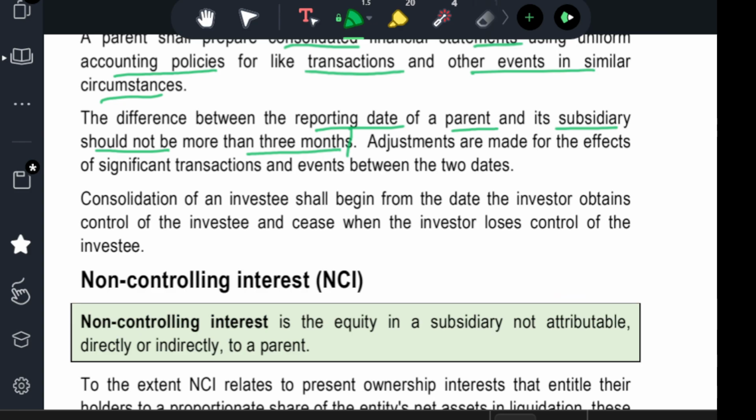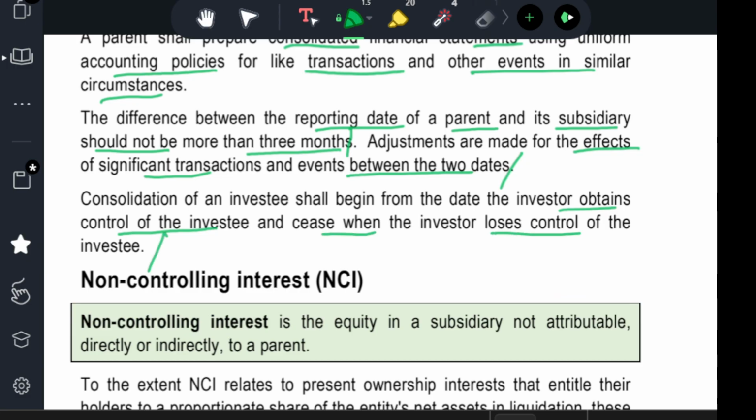The difference between the reporting date of the parent and its subsidiary shall not be more than 3 months. The reporting period gap should be within 3 months. Adjustments are made for the effect of significant transactions and events between the two dates. The consolidation of an investee shall begin from the date the investor obtains control of the investee and cease when the investor loses control of the investee.